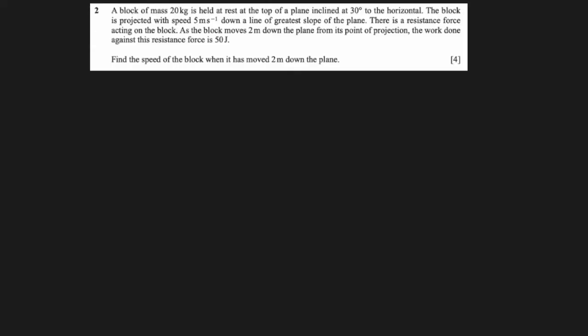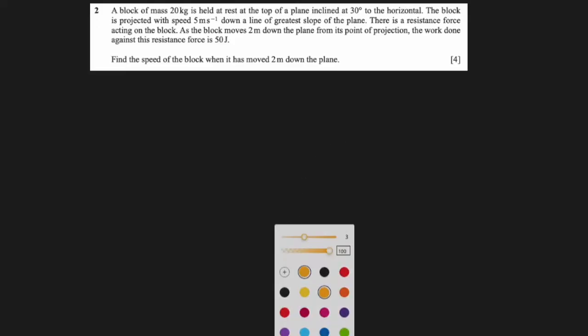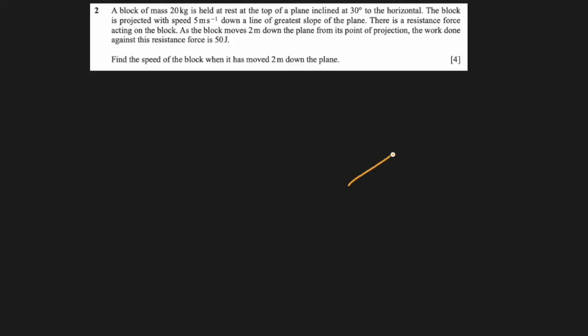Question number 2. A block of mass 20 kg is held at rest at the top of a plane inclined at 30 degrees. So let me draw a plane which is inclined at 30 degrees and a block is kept at the top. Its mass is 20 kg, that means its weight downwards will be 20 times 10, 200 newtons.